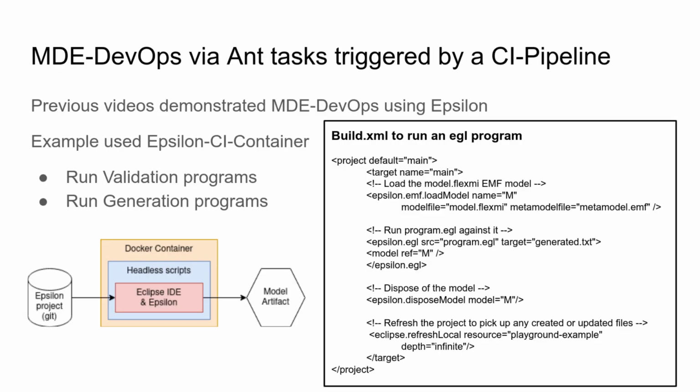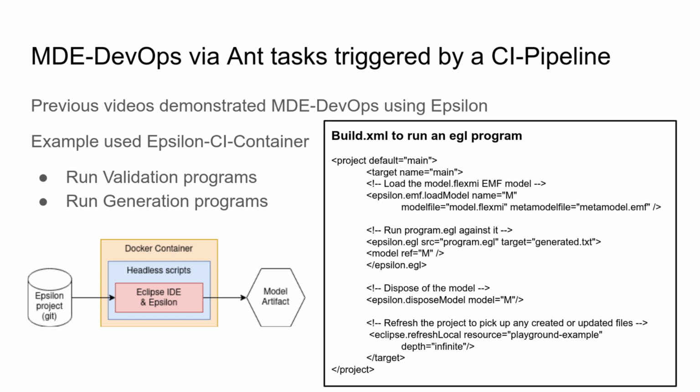In our previous videos, we demonstrated MDE DevOps using the Epsilon model management toolset. To do this, we used a container which had an installation of the Eclipse IDE and the Epsilon toolset. Our CI pipeline had a sequence of stages, and each stage a number of jobs. And each job could call a build XML file, which would then trigger the execution of an Epsilon program to perform either validation or generation of a model.